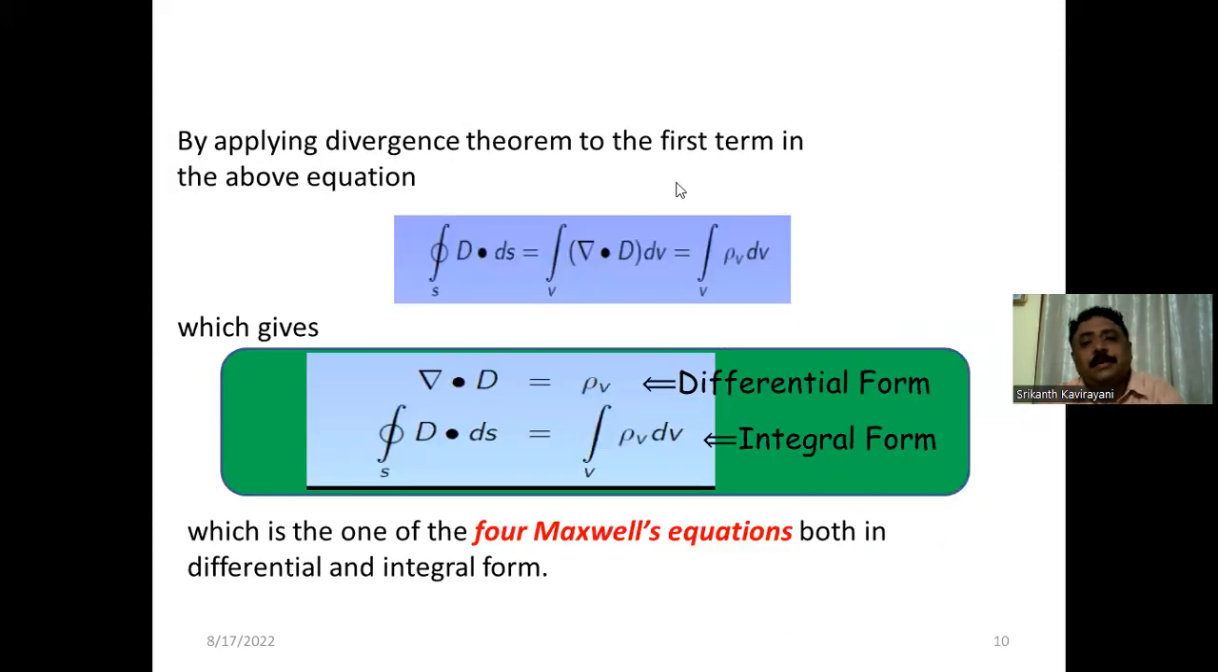So by applying the divergence theorem to the first term in the equation that we have just seen, the surface integral of D dot dS equals the volume integral of del dot D dV, which is equal to the volume integral of rho v dV. This gives us one of the four Maxwell's equations, which is del dot D equal to rho v, or the surface integral of D dot dS equal to the volume integral of rho v dV. These are the differential form and integral form of Maxwell's equation, which forms one of the first derived Maxwell's equations for electrostatics.